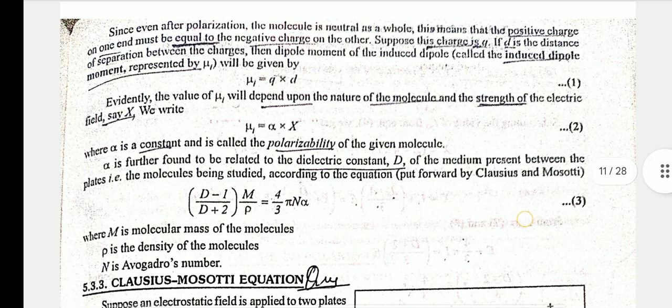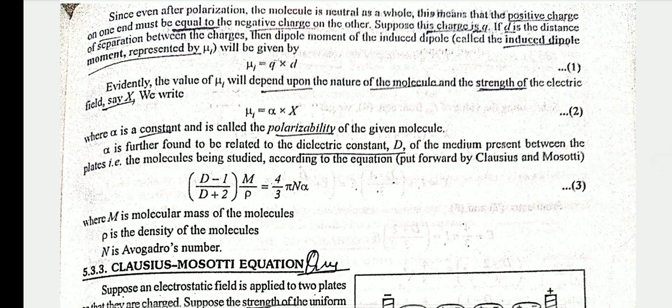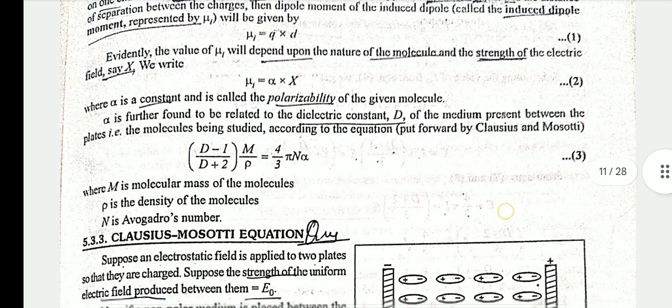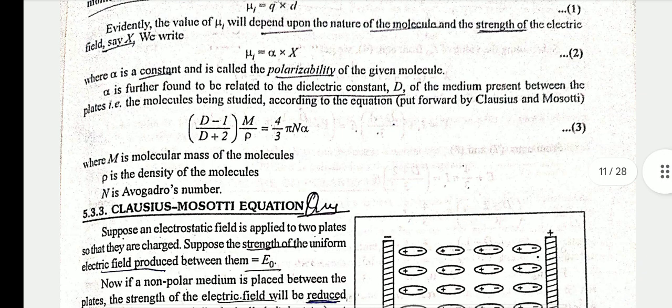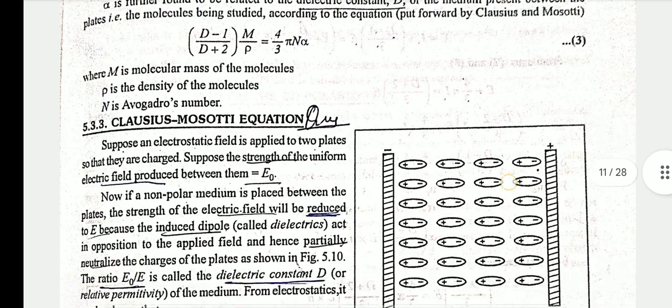polarizability of the given molecule. Alpha is further found to be related to the dielectric constant D of the medium present between the plates, that is the molecule being studied, according to the equation put forward by Clausius and Mossotti: (D minus 1 upon D plus 2) into M by rho is equal to 4 by 3 pi N alpha, where M is the molecular mass of the molecule, rho is the density of the molecule, N is Avogadro number.